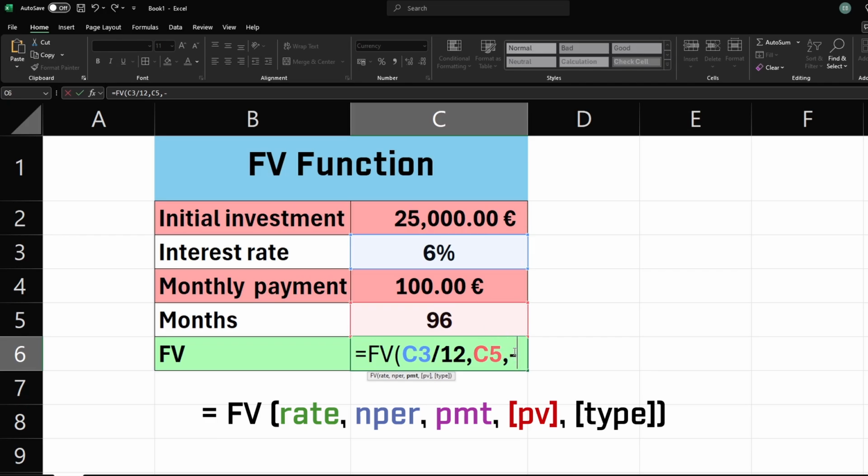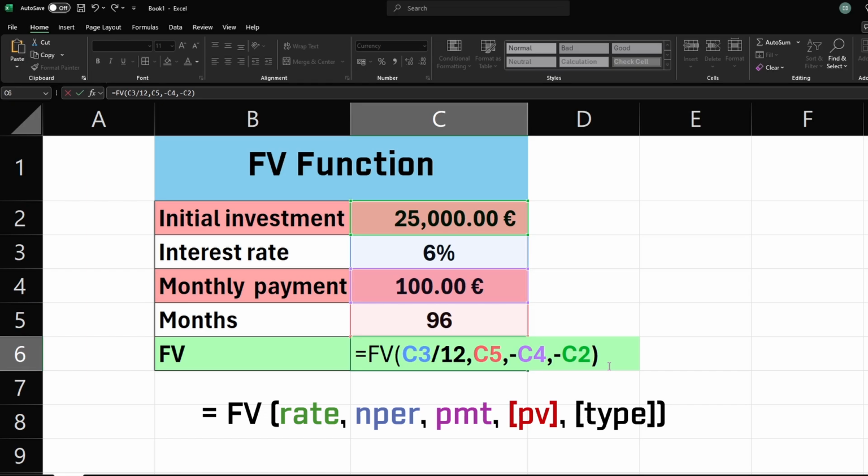PMT is payment amount per period, which is minus 100. Use a negative sign because it represents an outflow of money. PV, the present value, or initial investment, which is minus 25,000, negative because it's an outgoing payment.